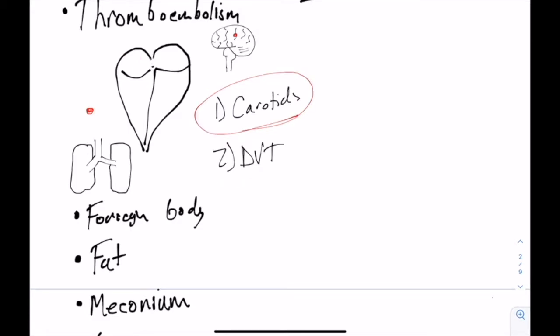Another place where an embolus can form is in the legs. This is called a DVT, for deep venous thrombosis. The clot will form in the leg and then break off and travel. The thing is, though, the clot will generally travel to the right side of the heart, and from the right atrium, it will travel to the right ventricle, and from there, it'll go to the lungs. So generally, a DVT produces a pulmonary embolism and doesn't produce a stroke.